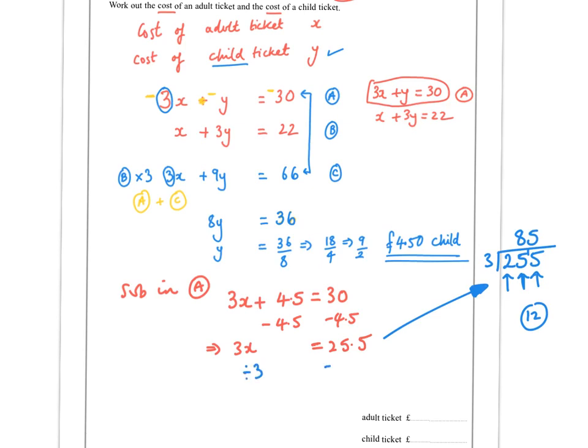So if you divide by 3, you'd get x is equal to 8.5, and that's going to be in pounds now, so that's going to be £8.50, and that's going to be the adult ticket. So there you go, £8.50 and £4.50.